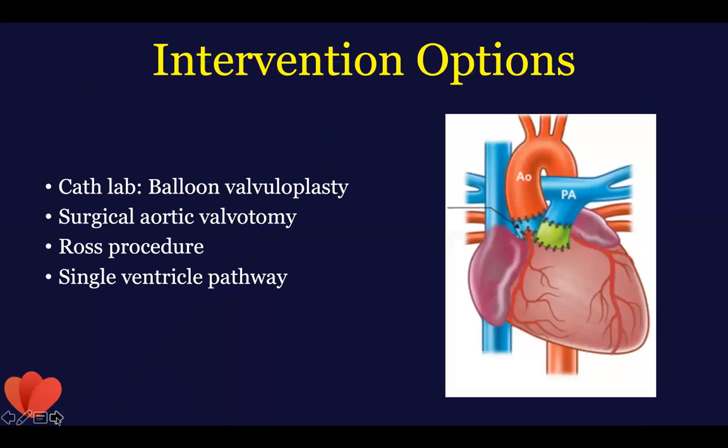So AS can be dealt with in the cath lab with a balloon valvuloplasty, or surgically through an aortic valvotomy. And for some patients, the aortic valve is not usable, so they undergo a Ross procedure, which is shown here, where the pulmonary valve is moved to the aortic position and an RV to PA conduit is placed. And just like the last two examples we gave you, these patients may need to go down the single ventricle pathway like we described before.